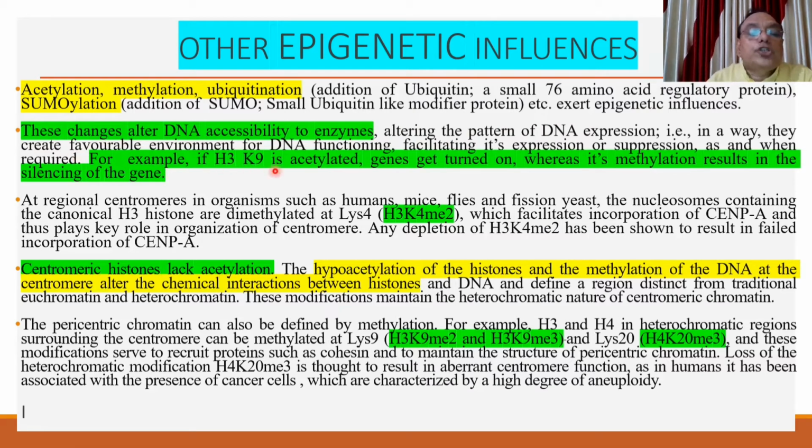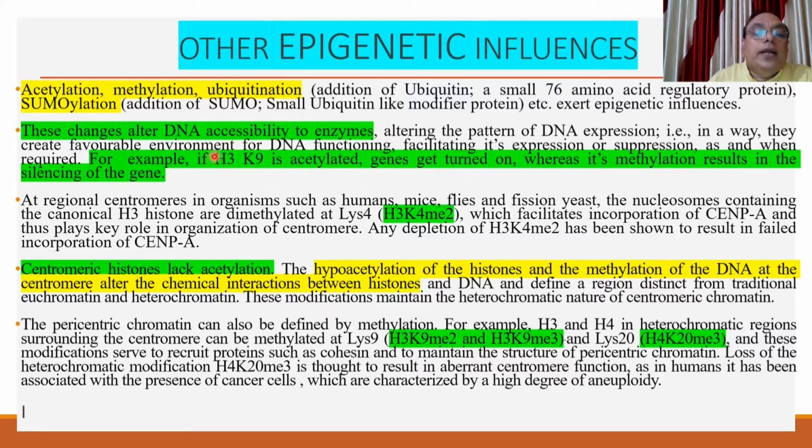For example, H3K9. H3 is histone 3, K is the standard abbreviation for lysine, 9 is the ninth lysine from the N terminal of the histone. So this is the ninth lysine of histone 3. If it is acetylated, it is called H3K9Ac. If it is acetylated, genes get turned on, whereas its methylation results in the silencing of the gene.